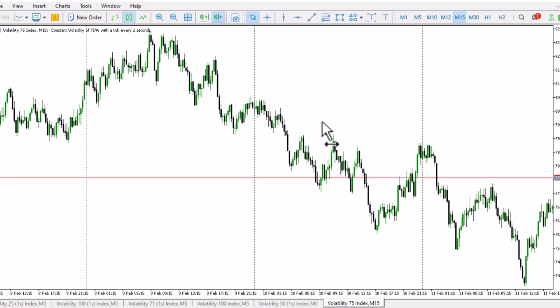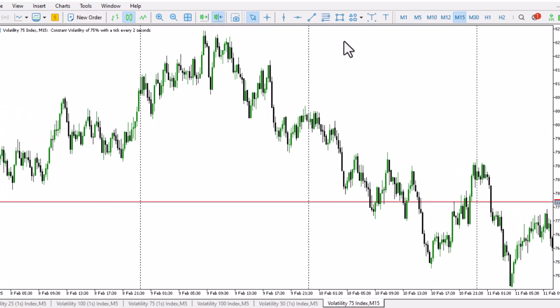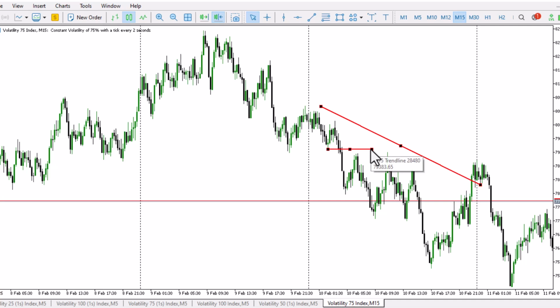From here, you can clearly see that price is in a downtrend on this particular chart. So what do you want to see? You want to see price breaking those lows. Whenever price breaks a low, you mark your order block. So this is your order block.